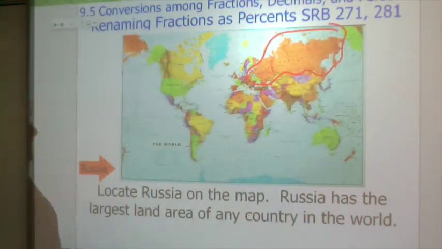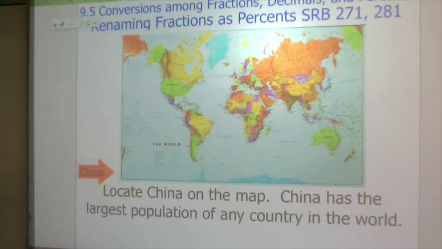Pretty large area of land. Russia has the largest land area of any country in the world. So when we talk about area, Russia's got the most land. However, they might have the most land, but look at what China has.